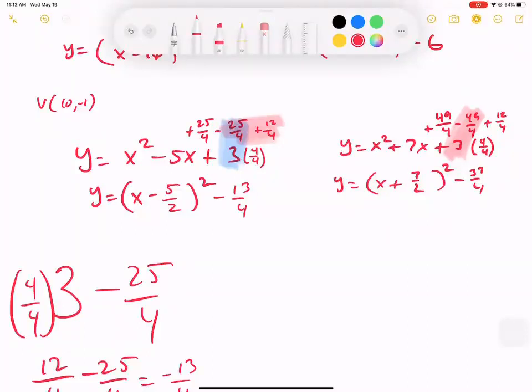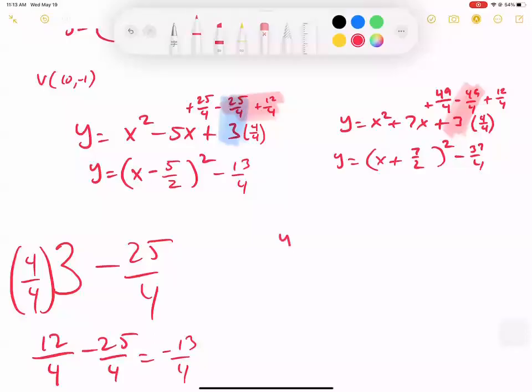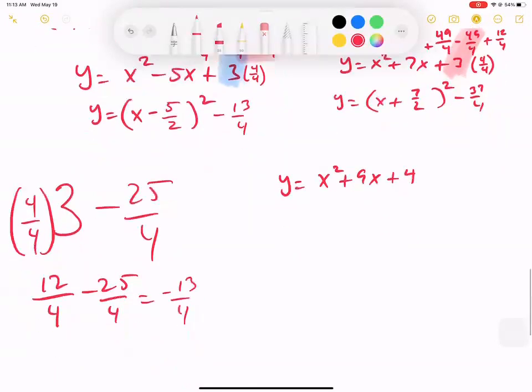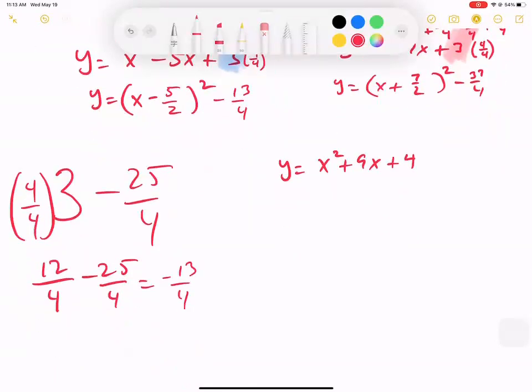Okay, let's just do one more. y is equal to x squared plus 9x plus 4, okay? I want to make this into a perfect square, so I need to bubble up. Let's bubble up. x plus, just divide the middle by 2. Always just divide by 2. 9 over 2. That's an ugly c, but it's perfect in my eyes.